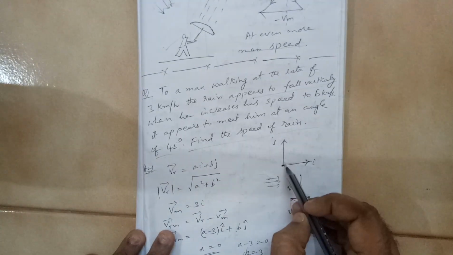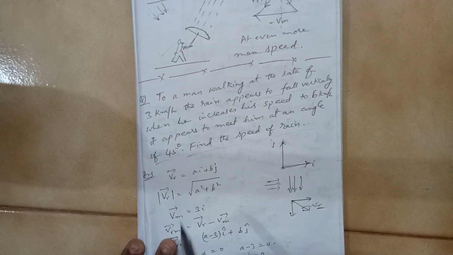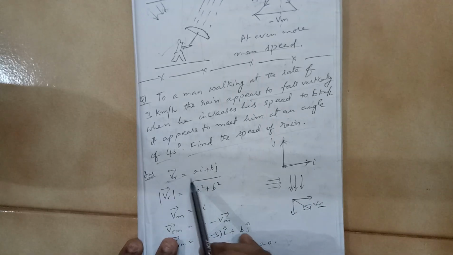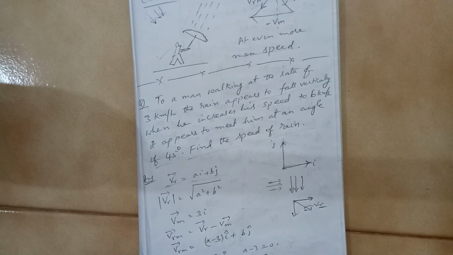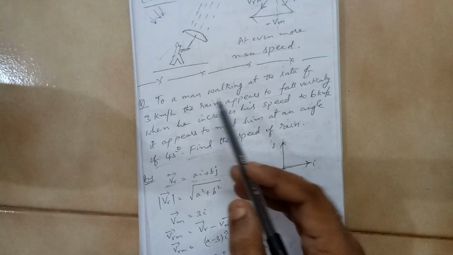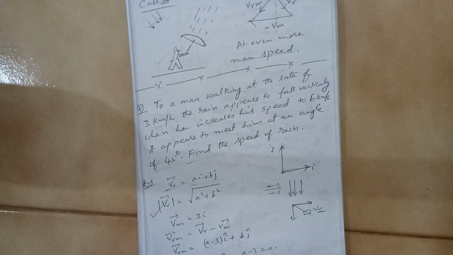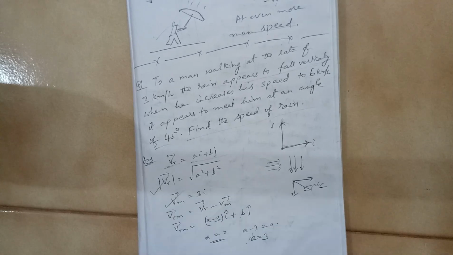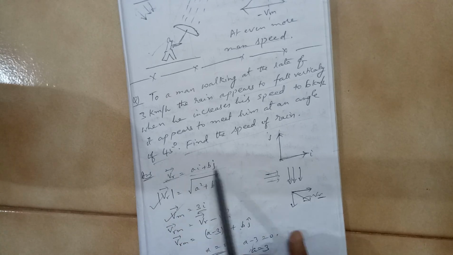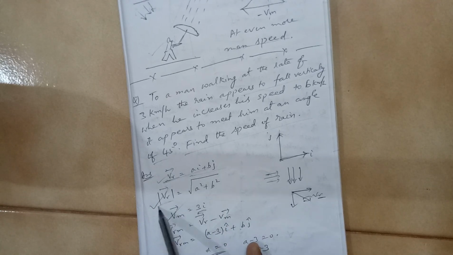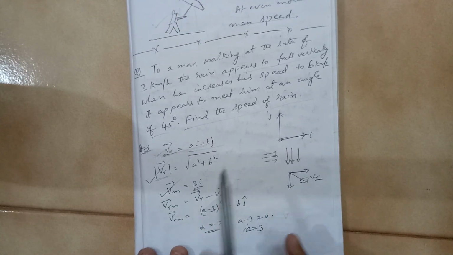So let us say this is my x-axis and this is my y-axis. So this is my i vector and j vector. The rain must be falling in some direction. Let us say the rain velocity vector is ai plus bj. Now in this, actually what is given? The man is walking at a rate of 3 km per hour. That means the speed of the man is given as 3 km per hour. In which direction? i direction. If this is the velocity we have assumed, then what will be the magnitude? It will be root over a square plus b square. Now, in this question, what do we have to calculate?